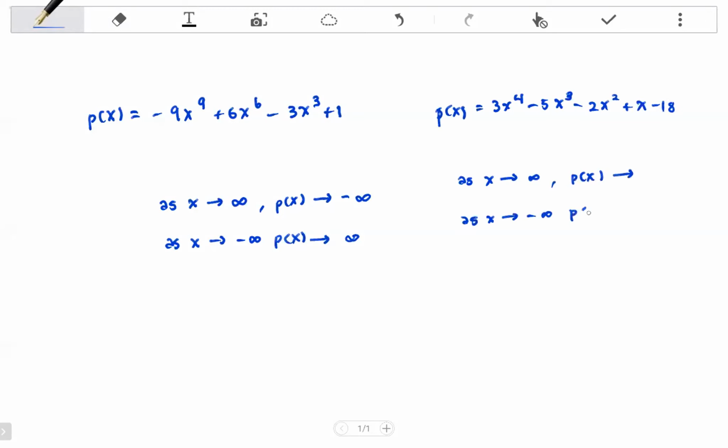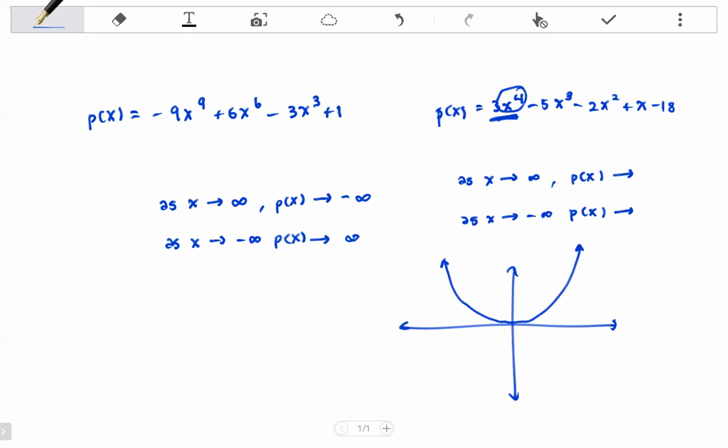Okay. So, how do we do this? Well, we're just looking at the first term where it says 3x to the fourth. We're only really interested in the x to the fourth, right? And x to the fourth is gonna be a smiley face. Remember? It's an even number, so it's a smiley face. And if we look at the coefficient now, is it positive or is it negative? It's positive. So it's just gonna look like this.